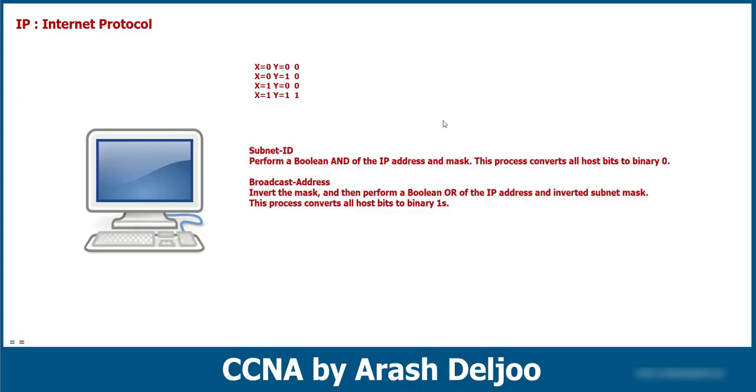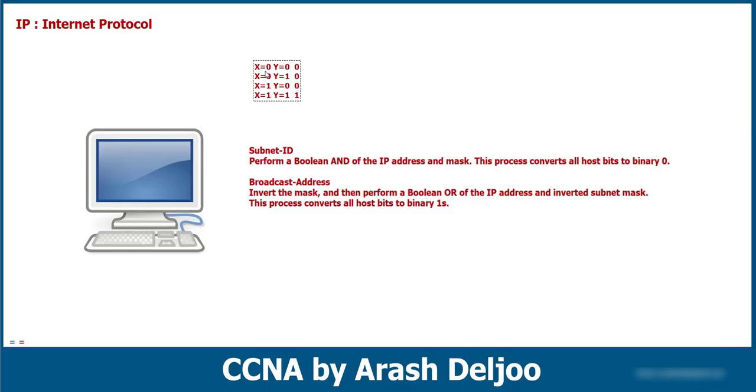And also, for finding a broadcast address, computers use this method: inverting the mask and then performing a Boolean OR, I will talk about that, of the IP address and the inverted subnet mask. This process converts all host bits to binary 1s.